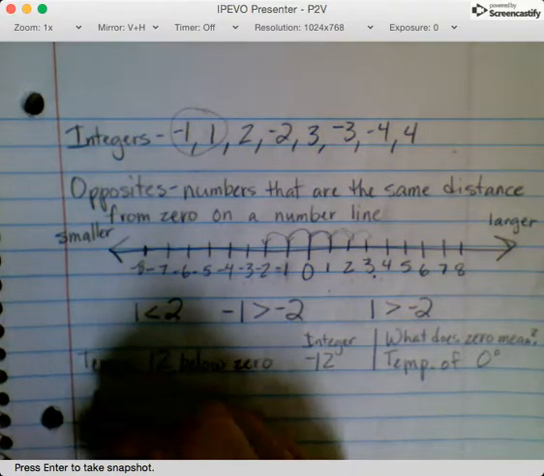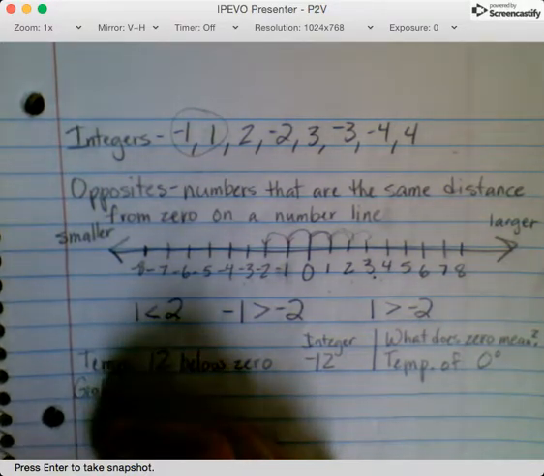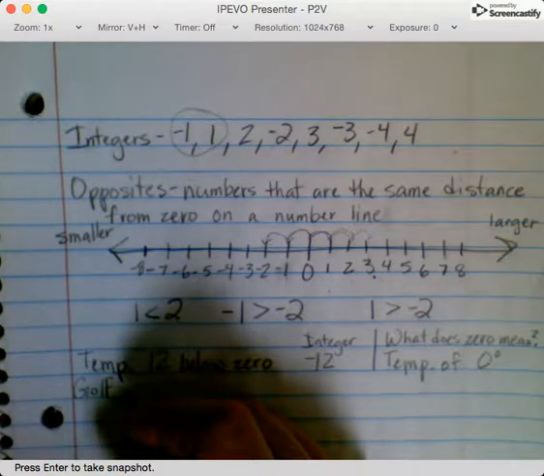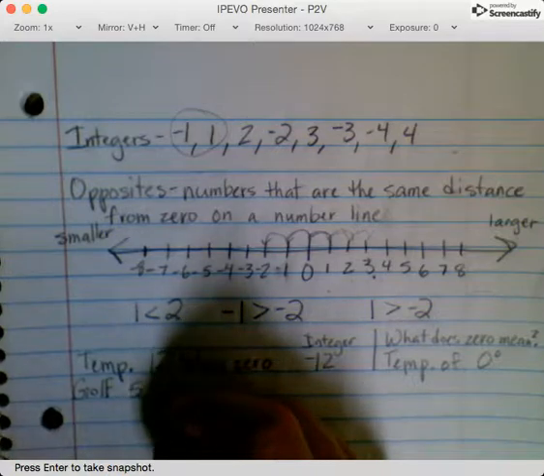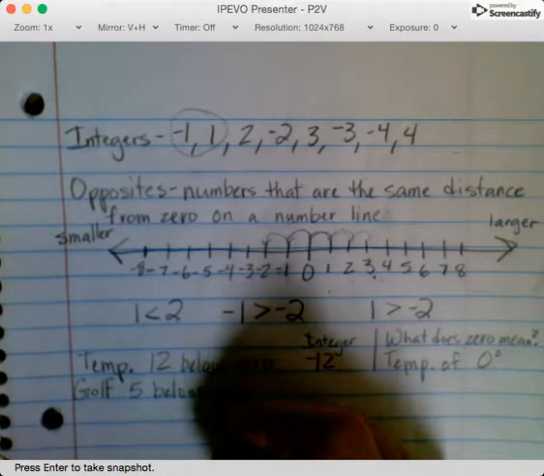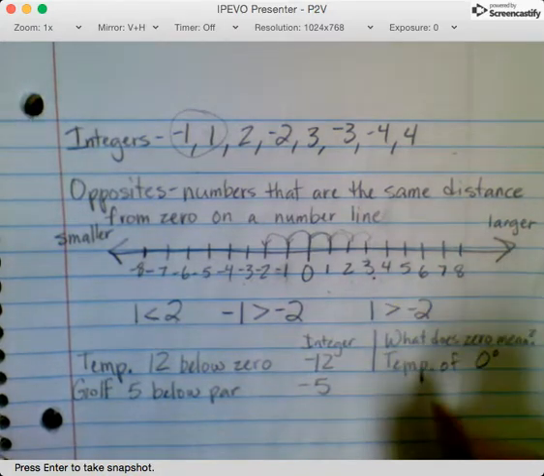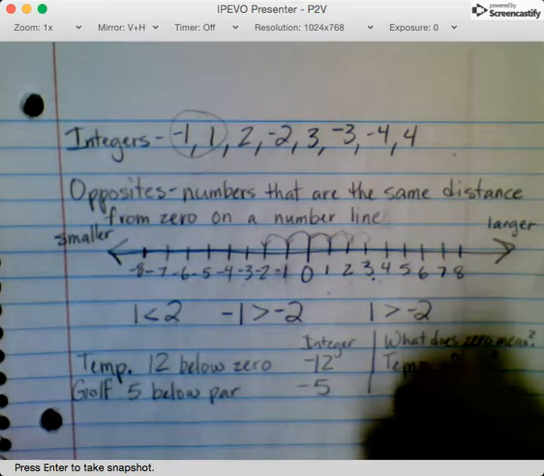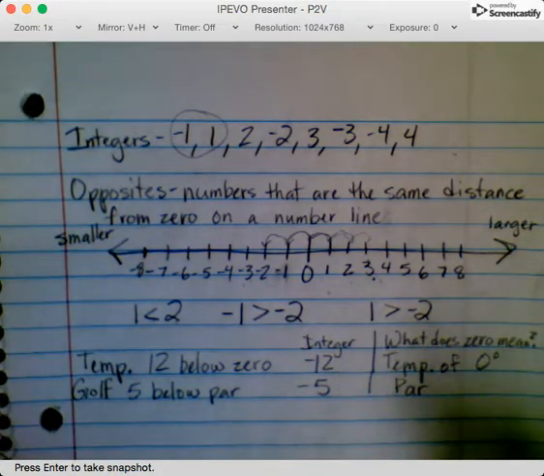In golf, if I had a score of 5 below par, the integer would be negative 5. And what does 0 mean in this case? Well, that would be par. Okay, in golf, par just means that you broke even or scored 0.